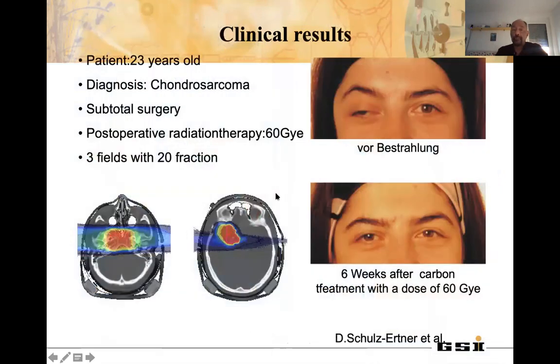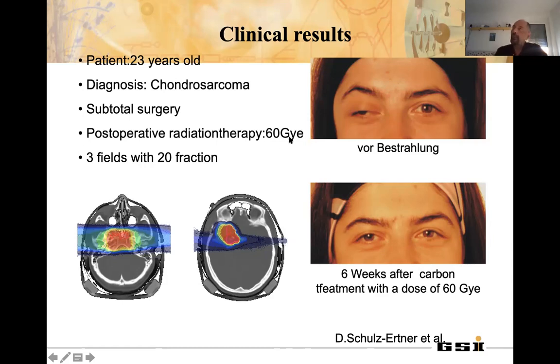So other typical indications, of course, as I said, are the chordomas and chondrosarcomas, these skull base tumors that were very much used in Darmstadt, were among the first tumors to be treated in Darmstadt. This is an example of a patient before irradiation and after irradiation. You see the pressure of the tumor on the eye that disappears after irradiation.